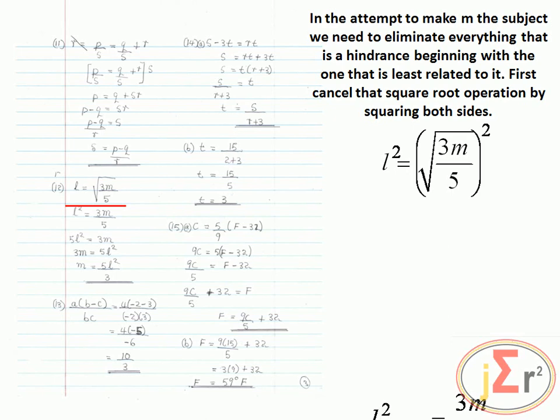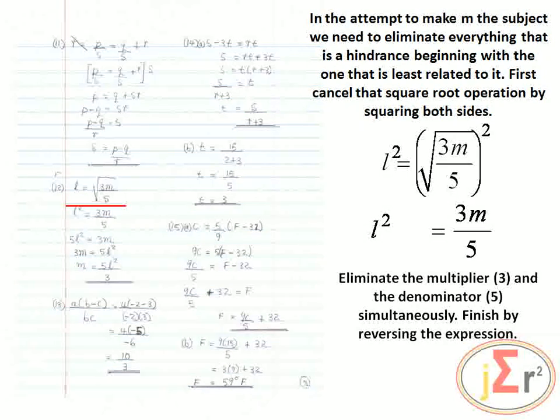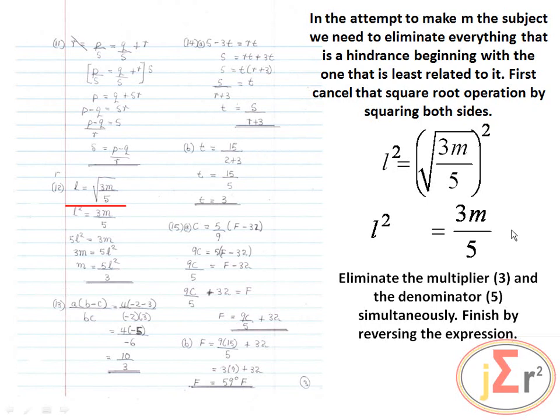And by so doing, we have L squared on the left hand side, and on the right hand side the square root is eliminated. We will eliminate both 3 and 5 in a single step. Eliminate the multiplier, which is 3, and the denominator, which is 5, simultaneously. How will we do that? We will cause the existence of a particular setup that will cancel the 5 and cancel the 3.